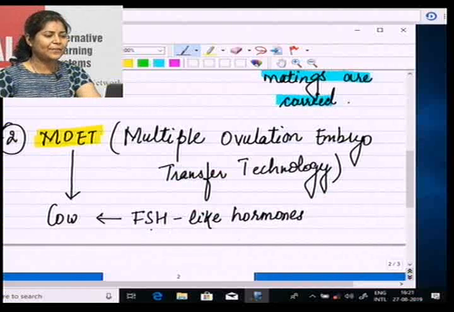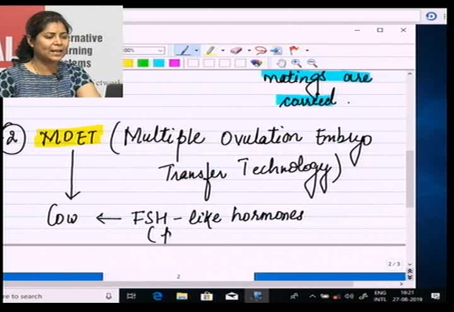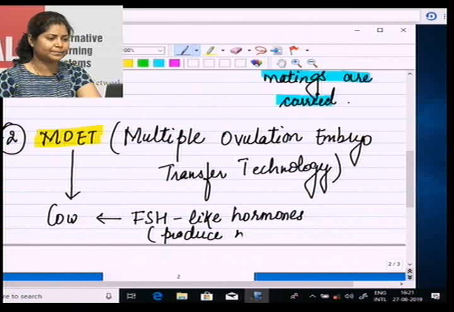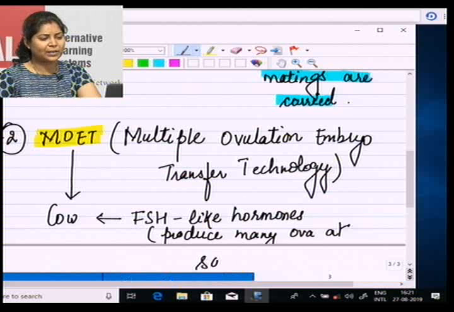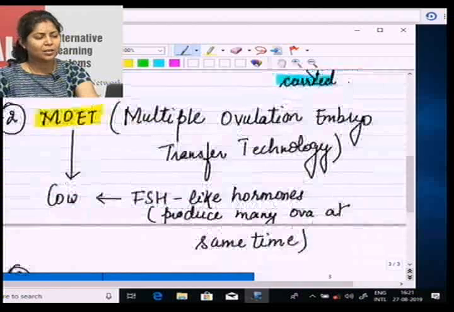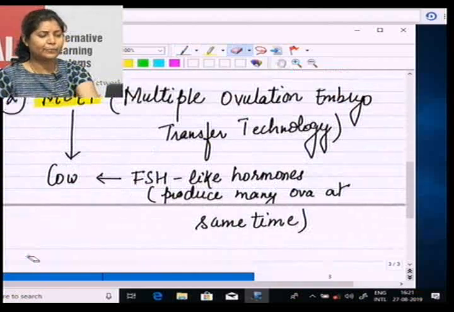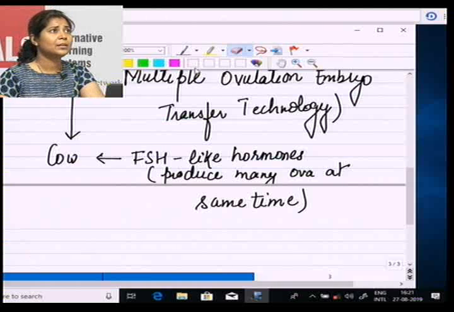Paul's. So FSH-like hormones, what they do is that they produce not a single but many ova at the same time. So you would be having many ova at the same time. So if you are having many ova, what is going to happen? What is the advantage? Obviously, there will be more embryo formation, isn't it?